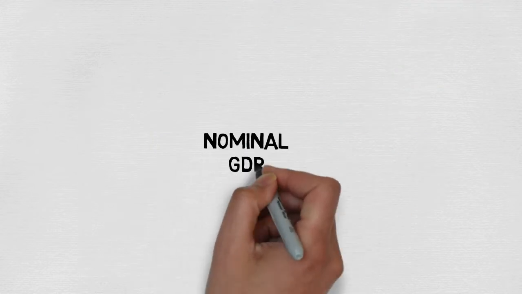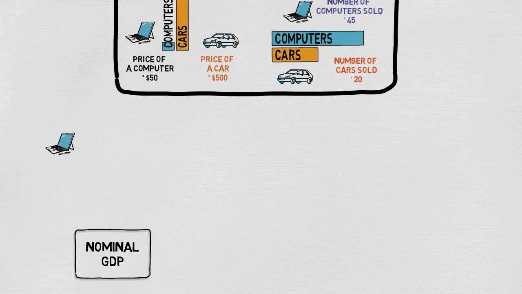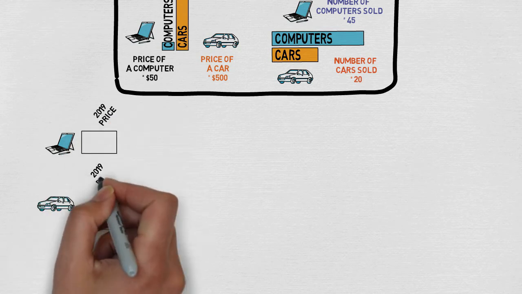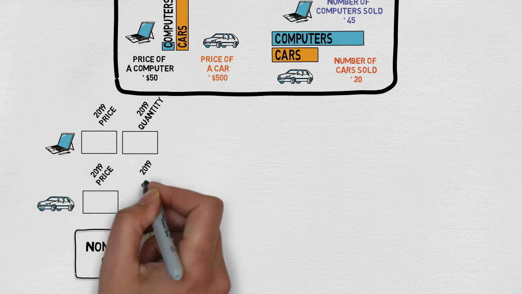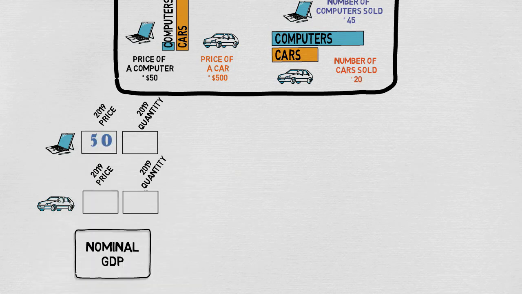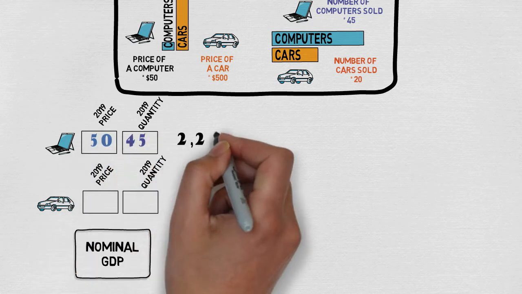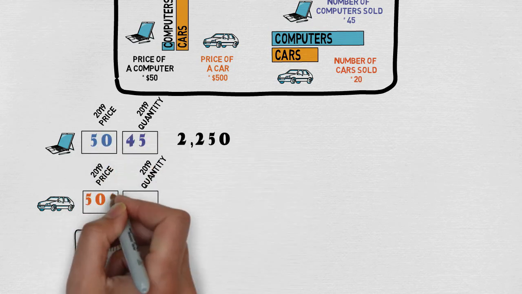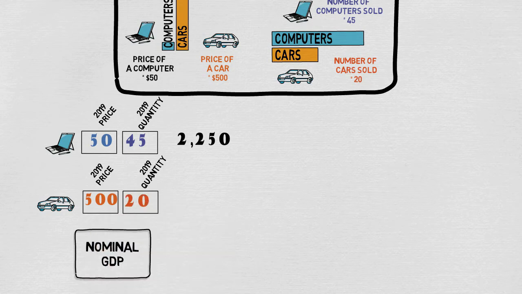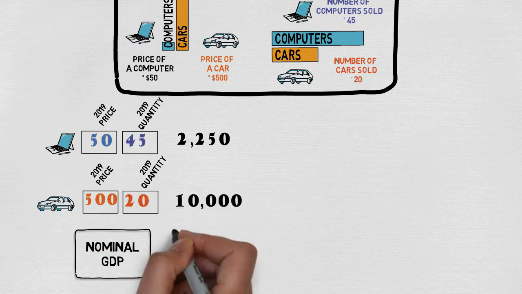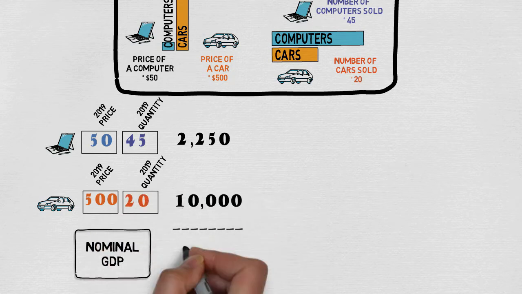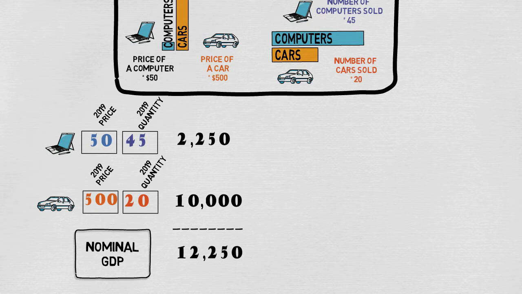So we're going to look at the output and the prices, and with this, we're going to look at nominal GDP. And with nominal GDP, we're going to look at all the computers we make and all the cars that we make, and we're going to look at the current prices of those things and the current quantities that we sell. And so with computers, we sell a total of $2,250 worth of computers. And for cars, we sell a total of $10,000 worth of cars, giving us a total nominal GDP of $12,250.